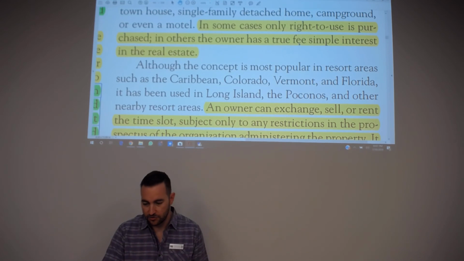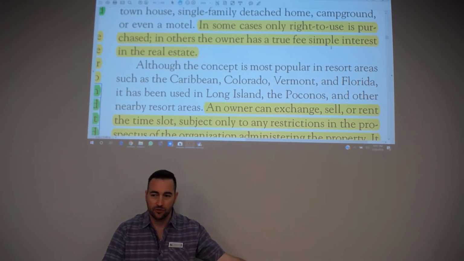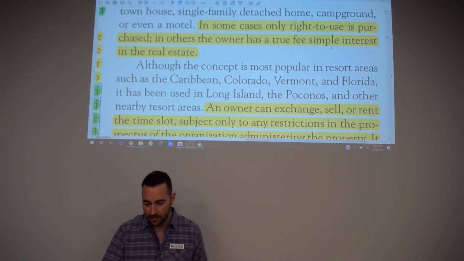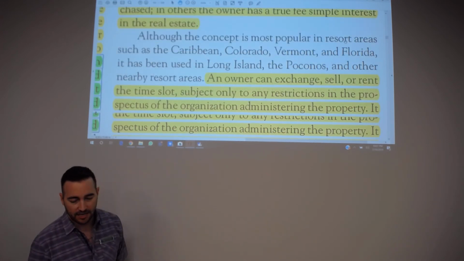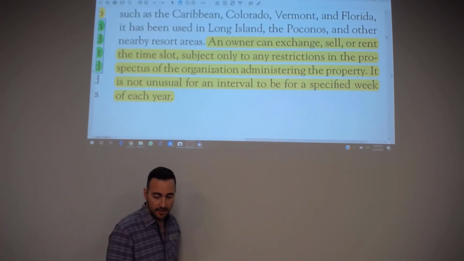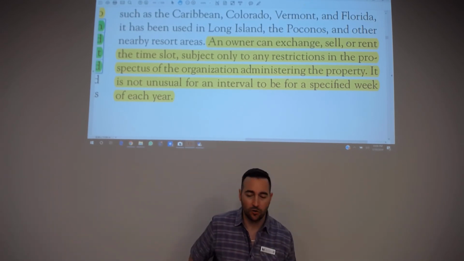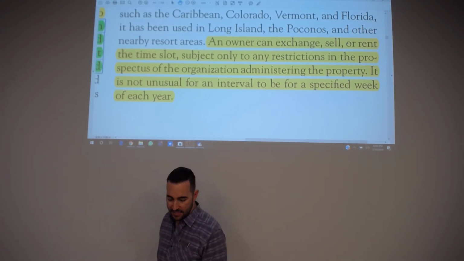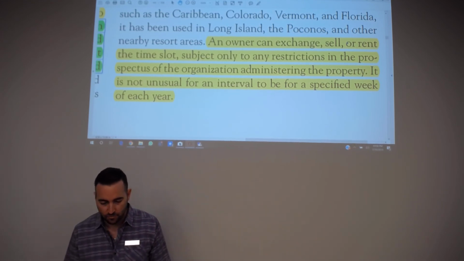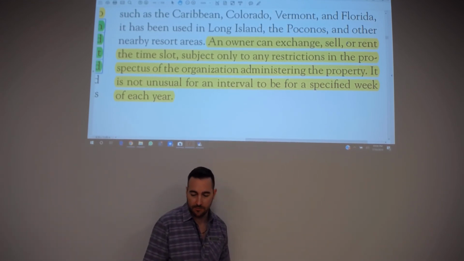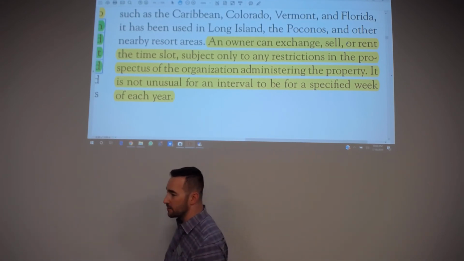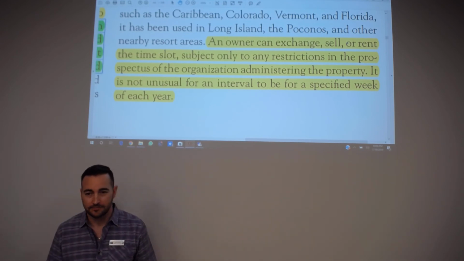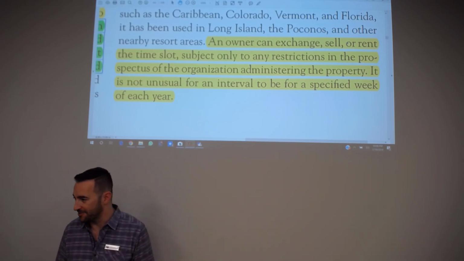So you can have the right to use, an interest or a claim, or fee simple, meaning a portion that's yours. At the bottom it says an owner can exchange, sell, or rent the time slot, subject only, please underline, subject only to any restrictions in the prospectus of the organization administering the property. So it's yours. You can do whatever you want as long as you don't go against the guidelines that they provide to you after the sale, not before the sale.